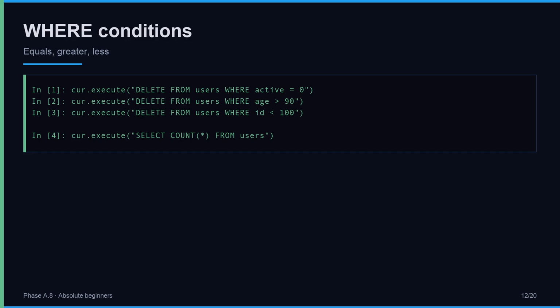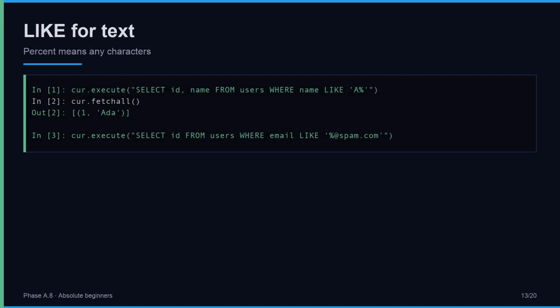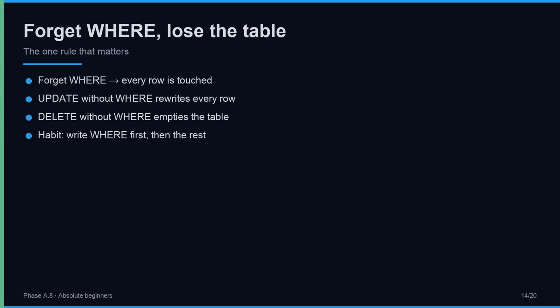Equals, greater, less, and like is a special operator for matching text patterns. The percent sign means any characters here. Like 'A%' matches any name that starts with capital A: Ada, Alan, Anna. Like '%@spam.com' matches any email ending at spam.com. Like is how you search inside strings, not just match them exactly. It turns where into a small search engine. Percent means anything. Say it one more time because it matters most.